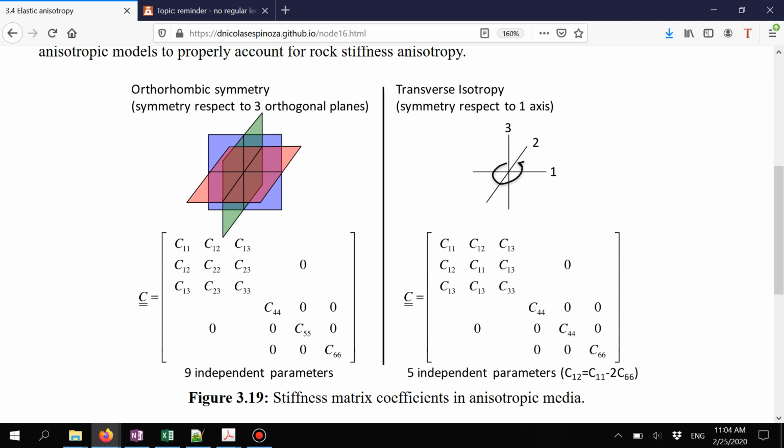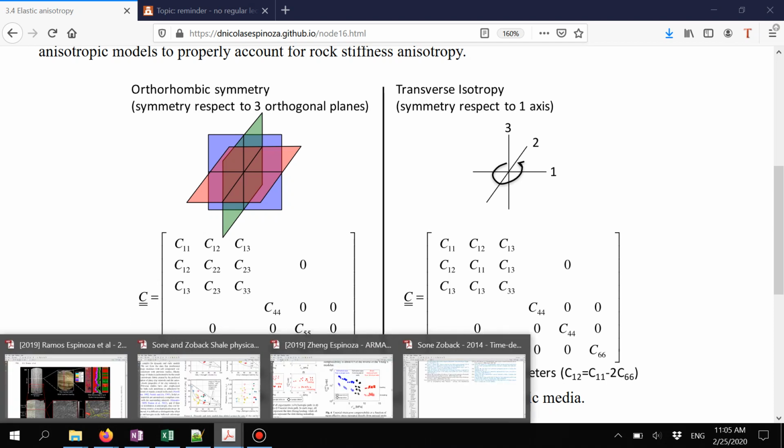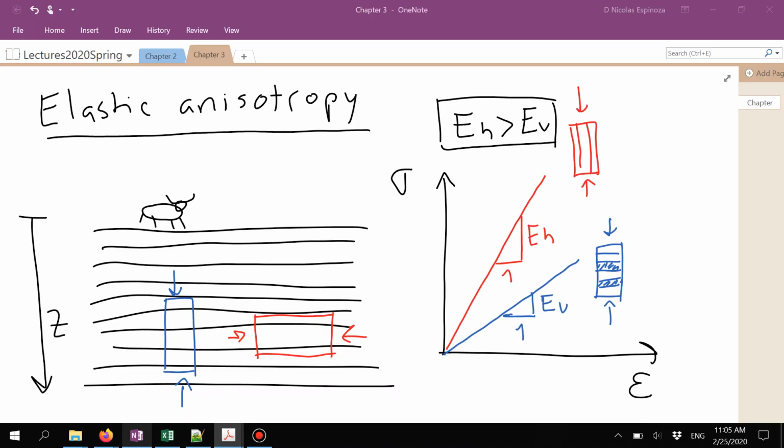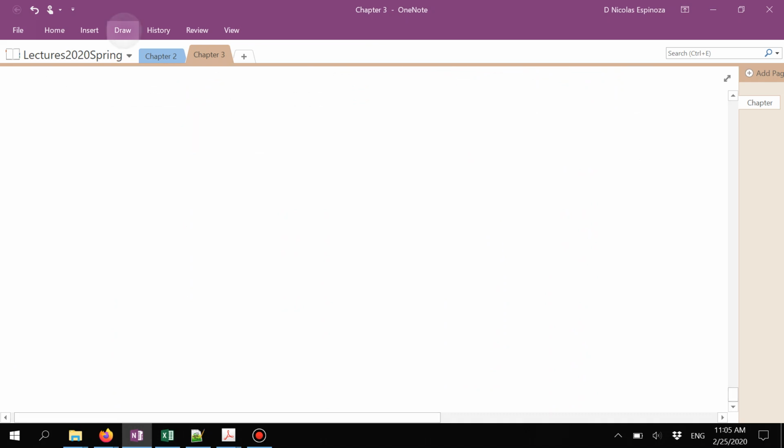If we consider something a little bit easier, we can consider a model that just has 5 independent parameters, and that would be the transverse isotropy model. That is the one that is very popular because it goes a little bit beyond simple isotropy, but considers a more realistic behavior for sedimentary rocks. For this transverse isotropic model, it looks very similar to what we drew before, but just let me draw it again to make it clear.